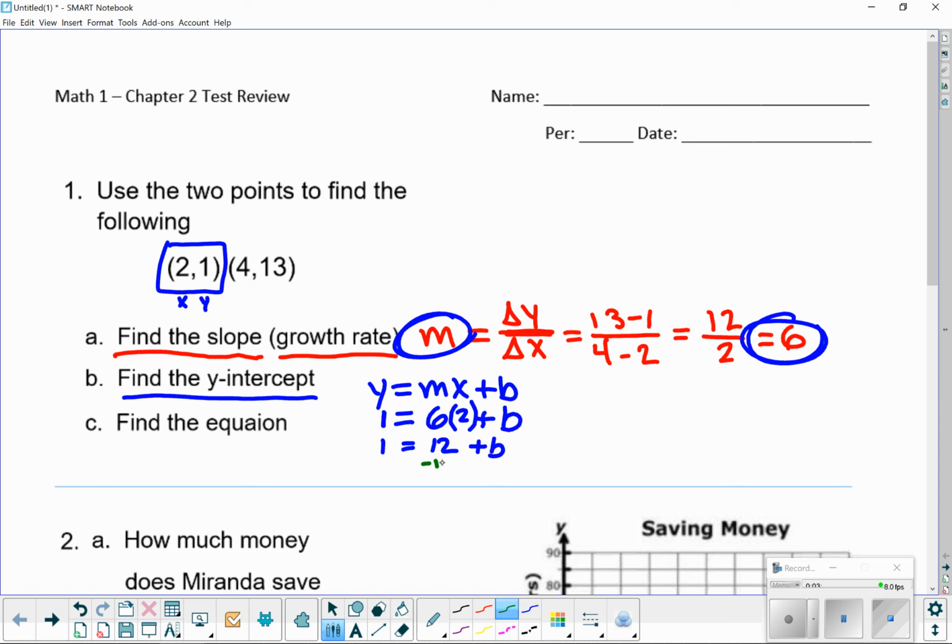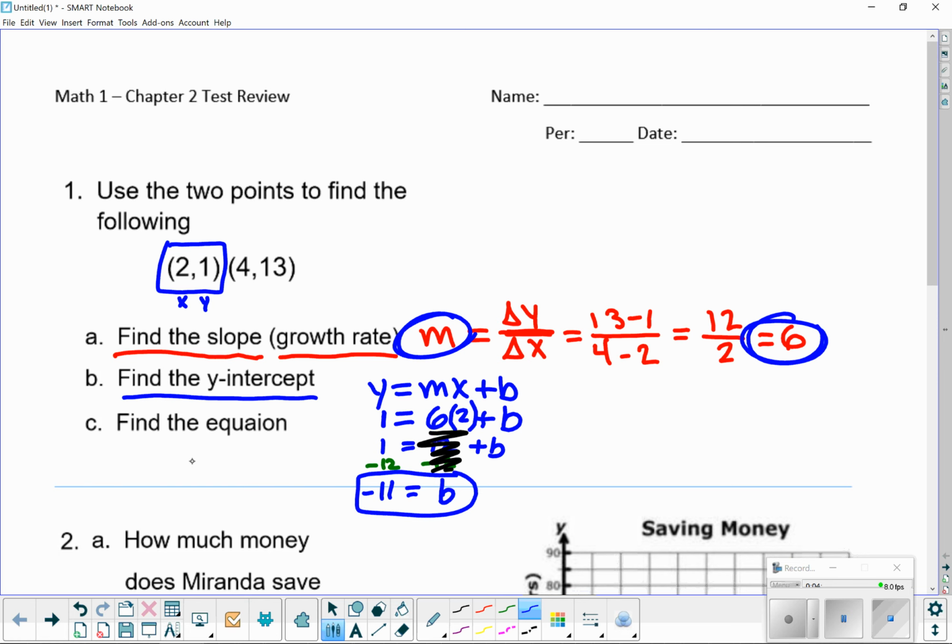So you're going to subtract 12, and we get the answer of b equals, and figure out what 1 minus 12 is. Use a calculator if you have to. That's going to get you negative 11. So b is equal to negative 11, and that is the y-intercept.